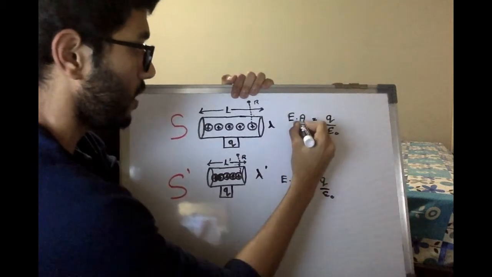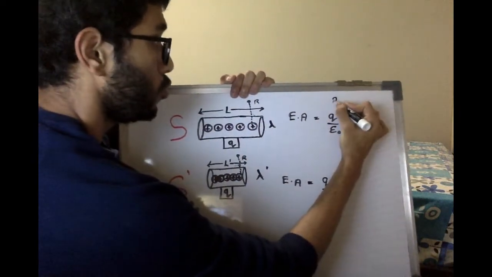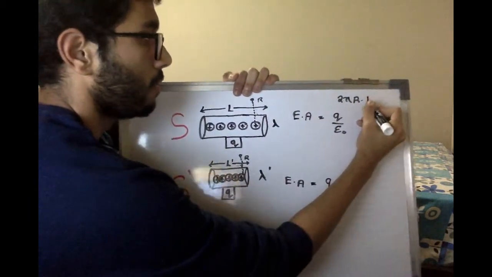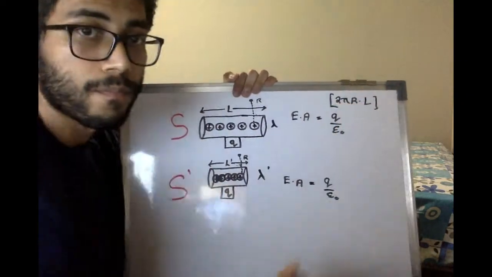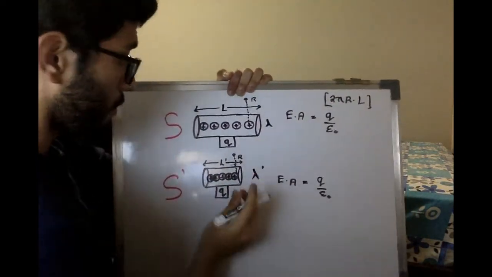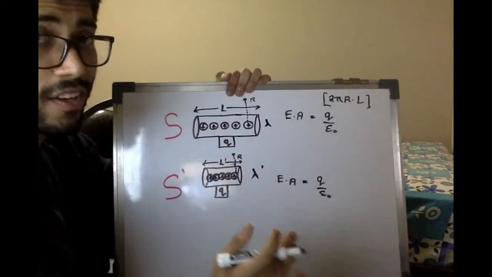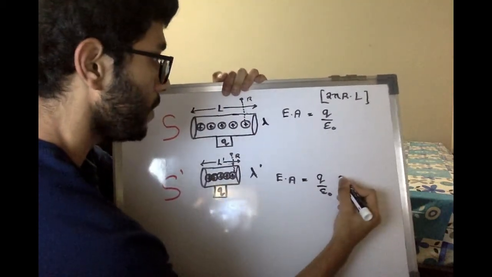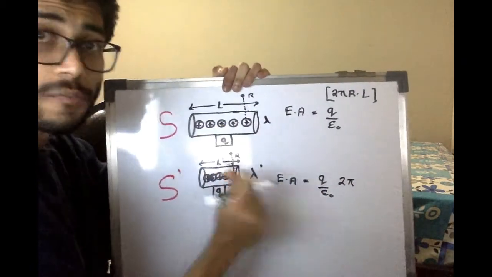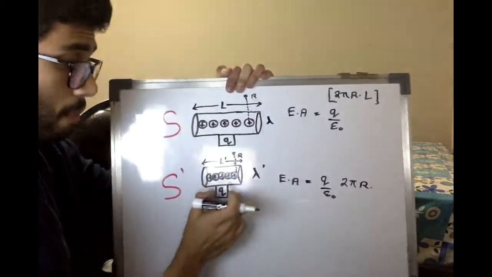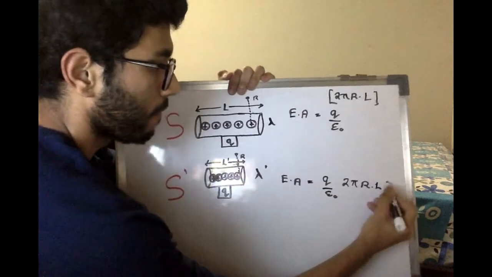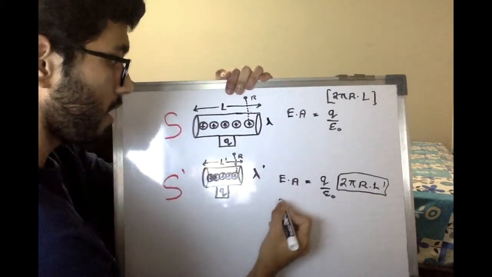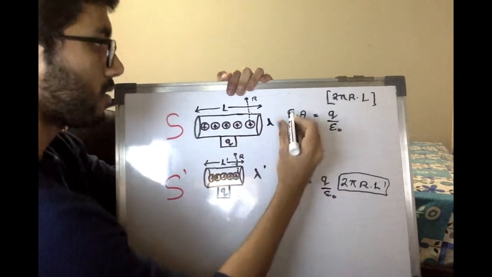So again, let's try to calculate the area of this rod, which is 2 pi r times the length of the rod, L. And now, for this other rod, the same rod according to the S prime frame of reference, I can say that the area is 2 pi, same distance r from this rod, times L prime, the contracted length. Let me just box this. So again, I'm plugging in the values of area. Let's calculate for S first.